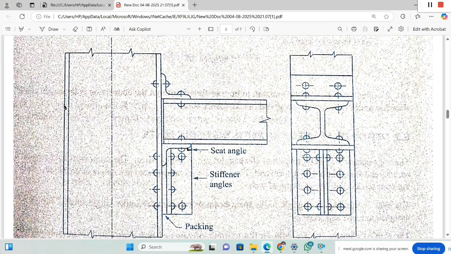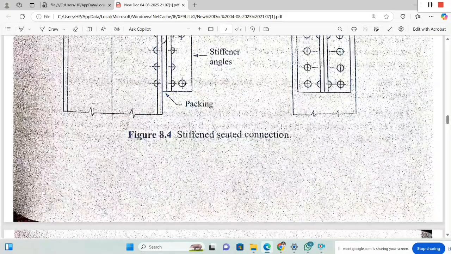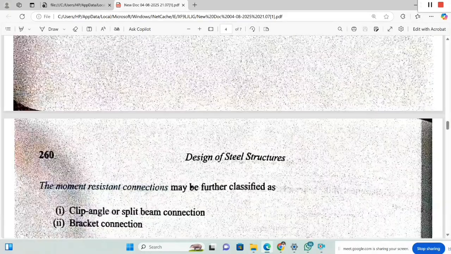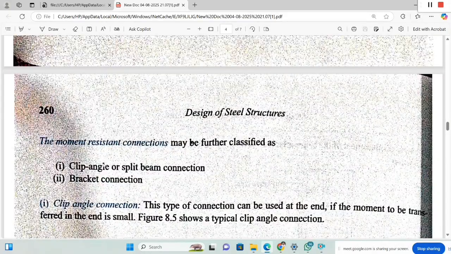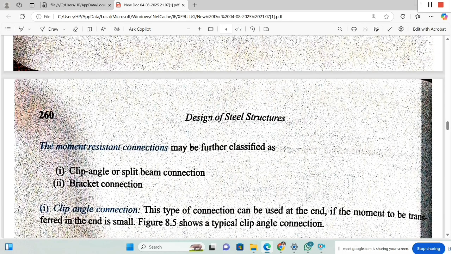So these are the three types of bolted connections in the case of a simple beam to beam or beam to column connection. The second one is the moment resistance connection. So moment resistance connection will resist the shear force as well as the bending moment also. So in this one, I forgot to tell one more thing here.